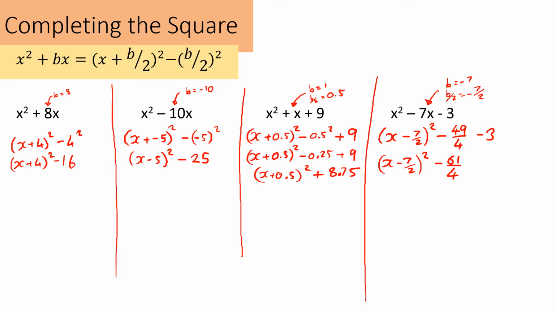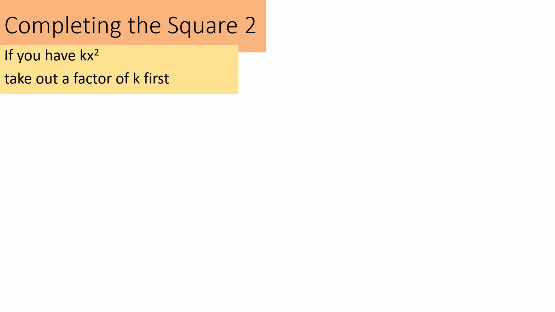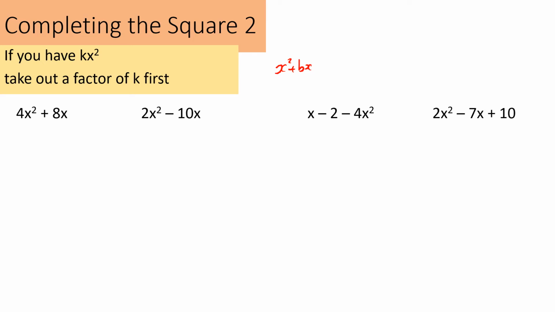Okay, let's carry on. So what you've essentially got to be aware of is that it's not always just going to be a case of take this number, half this number. Often you'll have a number in front which is not 1. We'll have something like 4x squared or 2x squared, but not just x squared. And the key here is that if we have kx squared, we have to take out a factor of k before we can use completing the square, because completing the square needs x squared plus bx. It doesn't apply to ax squared plus bx, it applies to just x squared plus bx. And just to remind you, we're going for that.